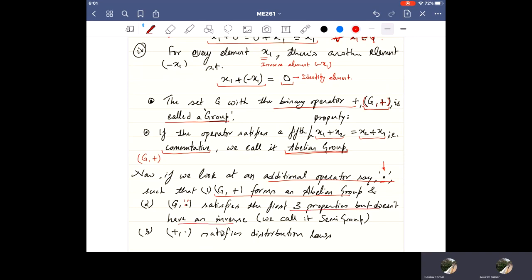Okay, so for example, integers with multiplication. The identity element would be 1. If you take one integer, multiply it by 1, you will get the integer back. But let's say if you take 2, the inverse element would be half, which does not belong to integers. So clearly, with respect to multiplication, it doesn't have an inverse, right? So a structure which doesn't have the fourth property, and just satisfies the first three properties, we call a semigroup. Okay, it's not a complete group. It doesn't have an inverse.